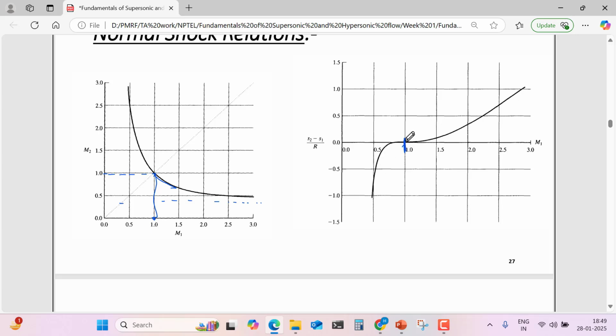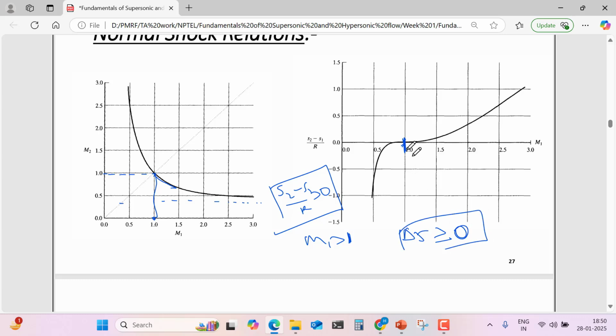And if you see this, then you will see that (S2 minus S1) upon R is greater than 0 only if M1 is greater than 1. So from the second law of thermodynamics, this delta S should always be greater than or equal to 0. So M1 can never be less than 1.